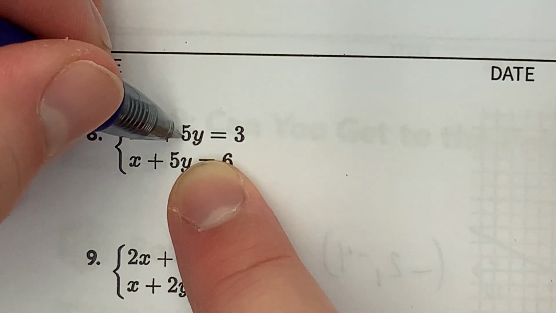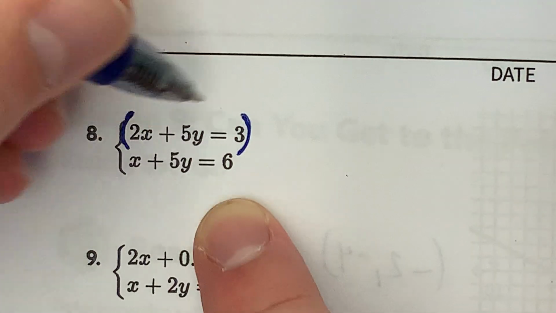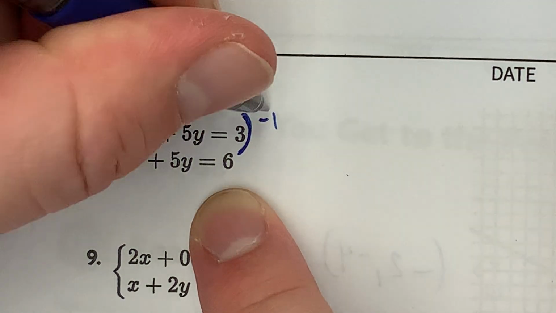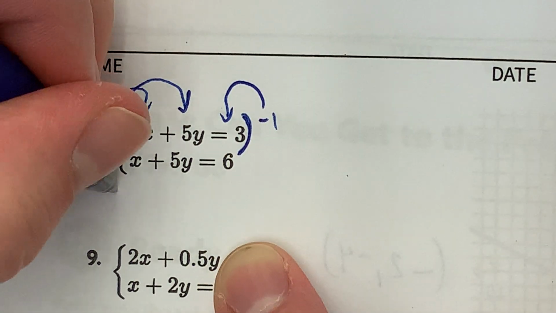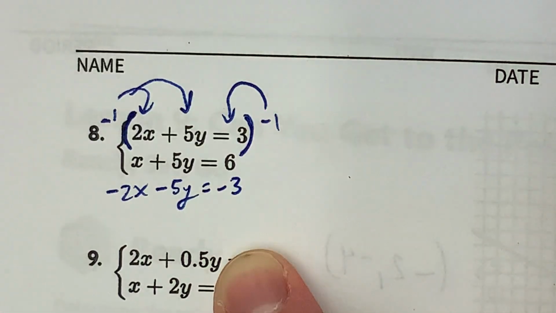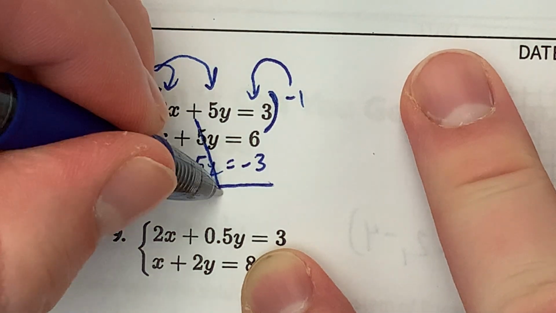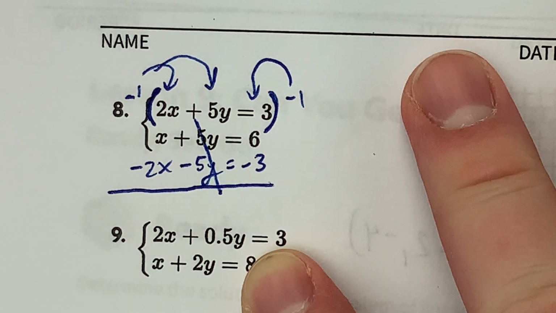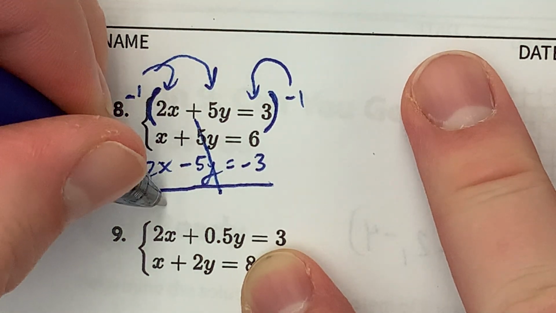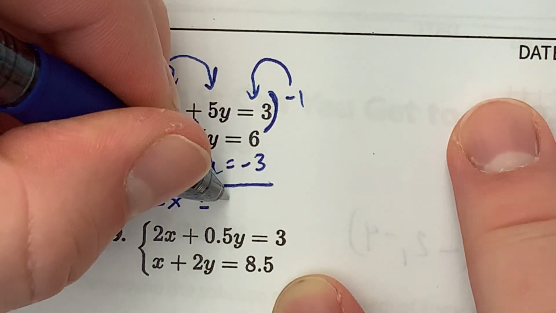So we're going to throw in a negative into the top. So everything goes in parentheses. -1 on the outside, and it changes the sign of all three in the top to a -2x, a -5y, and a -3. And now I add these, and the y's will cancel. x minus 2x is -x, and 6 minus 3 is 3.